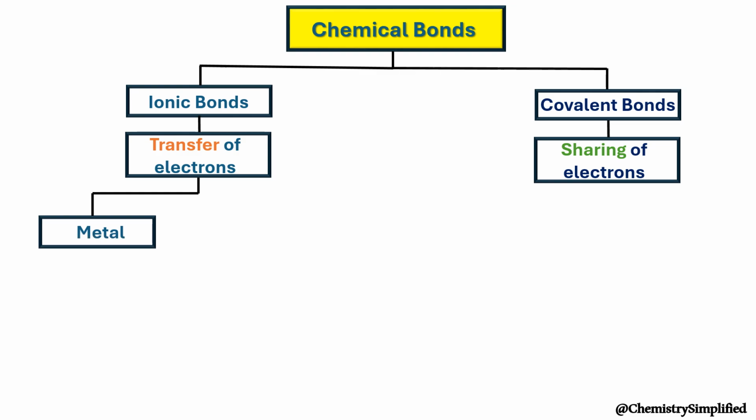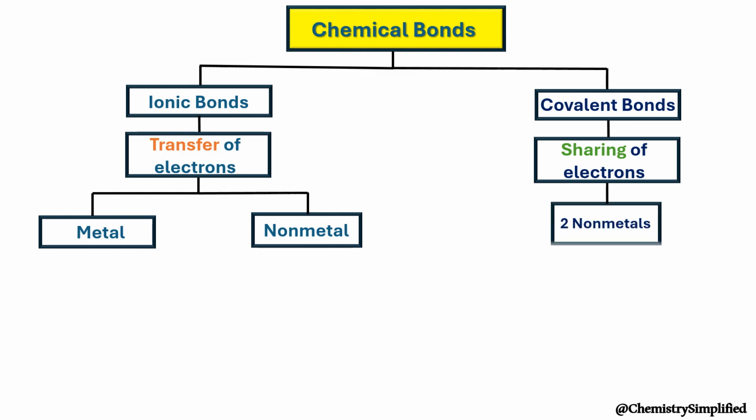While ionic bonds mainly involve a metal with a nonmetal, covalent bonds, on the other hand, normally involve two nonmetals. If you do not know what metals and nonmetals are, you can review the presentation we had on the periodic table where we discussed these topics in detail.